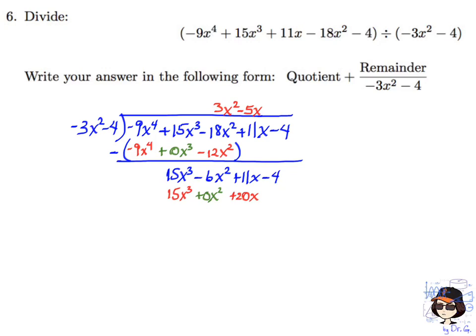And then negative, oh, that's it. So let's do subtract. Okay. Term by term, 15 minus 15 is 0. Negative 6 minus 0 is negative 6.